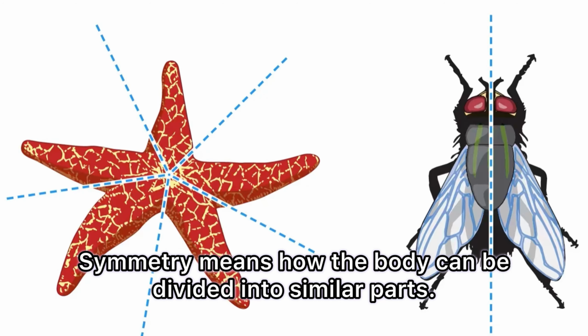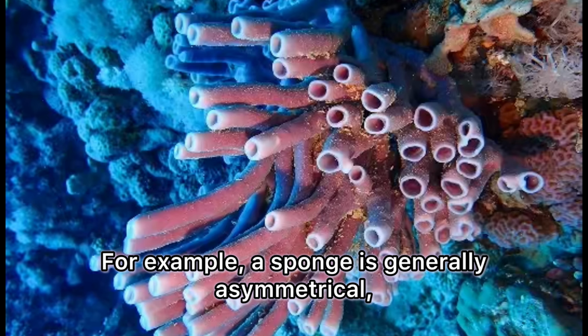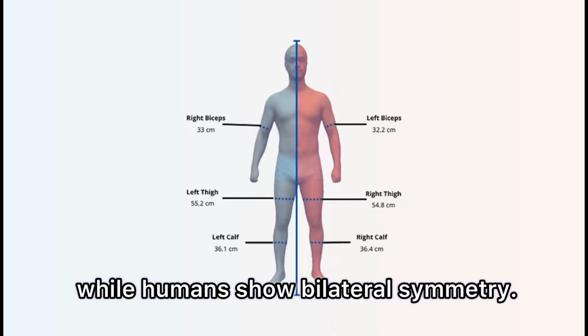Next is body symmetry. Symmetry means how the body can be divided into similar parts. Animals may show asymmetry, radial symmetry, or bilateral symmetry. For example, a sponge is generally asymmetrical, while humans show bilateral symmetry.